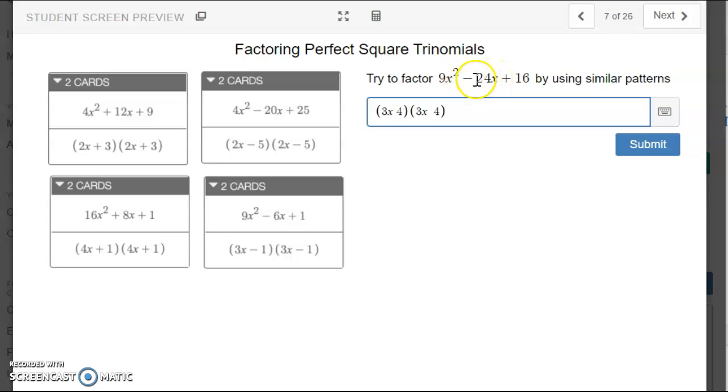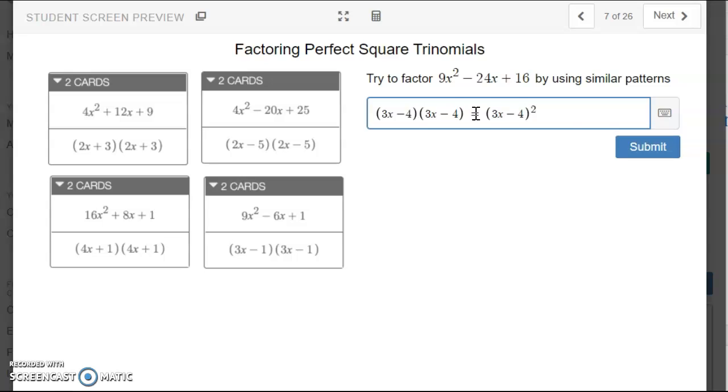Okay, and yes, I have 24. The only way I can get negative here is if it's 3x minus 4, right? So it's going to be 3x minus 4 here and 3x minus 4 here. And those are my factors, which is same as saying 3x minus 4 all squared. Okay? And I'm going to submit that.